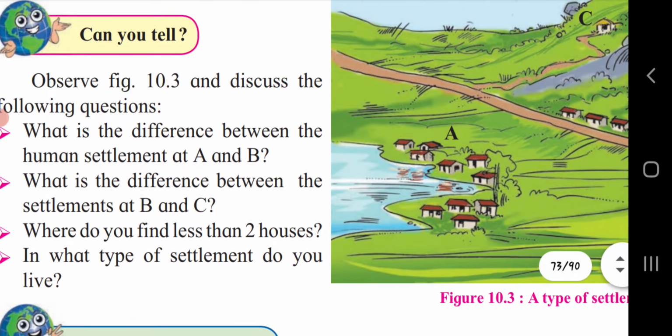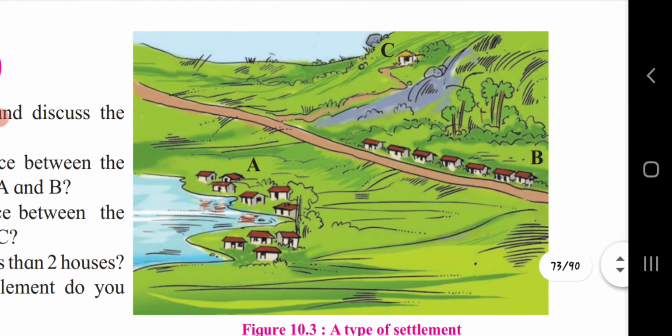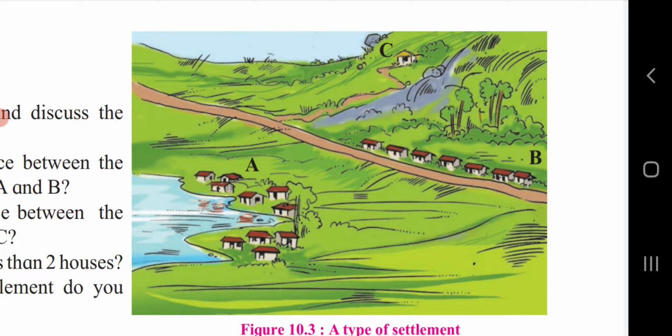Next question. What is the difference between the settlements at B and C? The human settlement at B has developed along a road. The houses in this settlement are close to each other, but they are built in a linear pattern, that is, in a single line. C has developed on the slope of a small hill. It shows only one house which is far away from other houses or settlements.